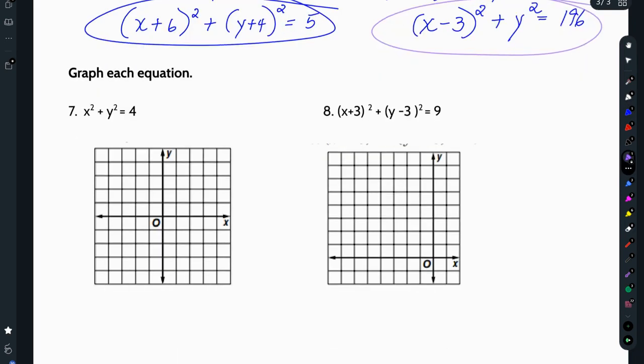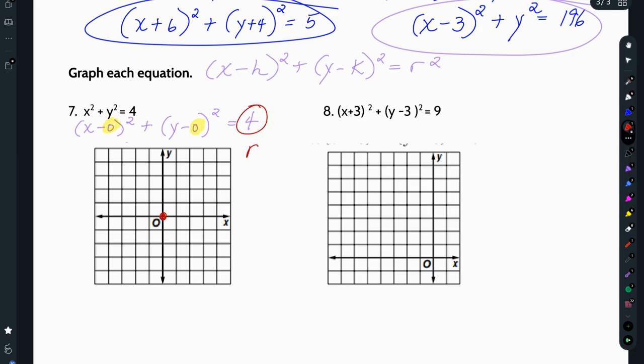Okay, last part, graphing. Looking at this equation, if I rewrite this in my equation of a circle form, I know that I have a center at 0 because what I really have here is x minus 0 squared plus y minus 0 squared equals 4. So I know my center is at 0, 0. So I'm going to go ahead and plot that. Do that in red.